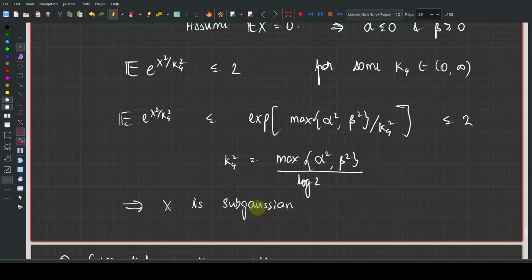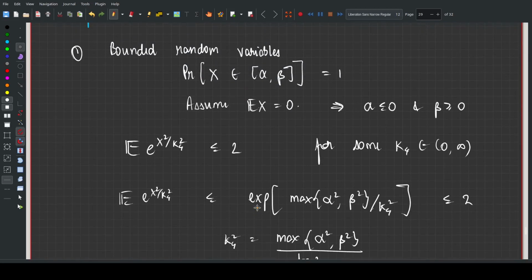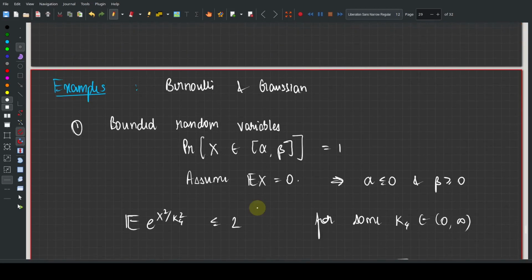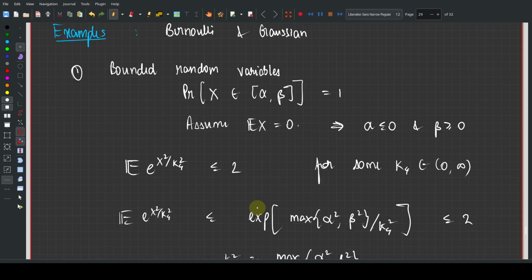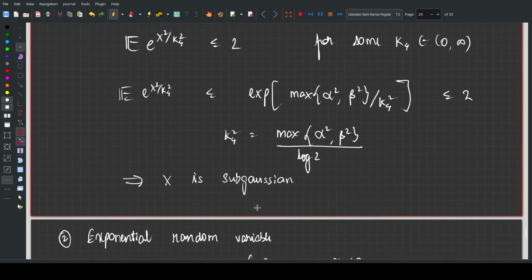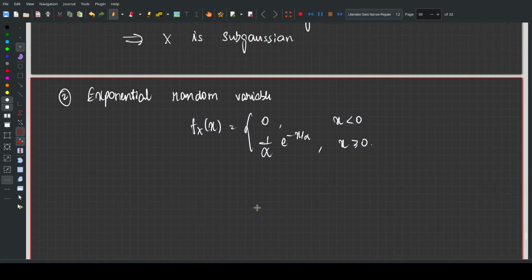And that's going to be very helpful later on in some of the applications that we will see. Okay. So we know that Bernoulli random variables are Subgaussian, bounded random variables are Subgaussian, which actually implies that Bernoulli random variables should also be Subgaussian. All right. Let's look at another example.